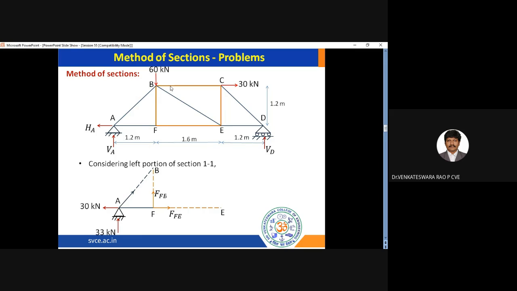1, 2, 3, 4. It is cutting four members. No, it is also not possible. You have to avoid that. Okay. Or else, we can think in another way.